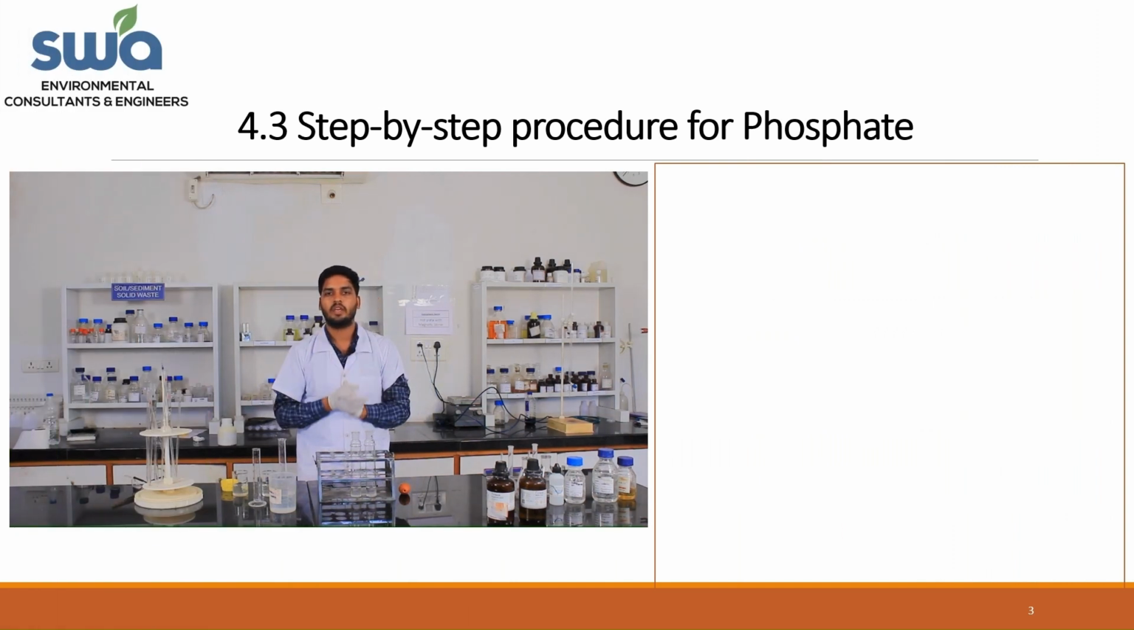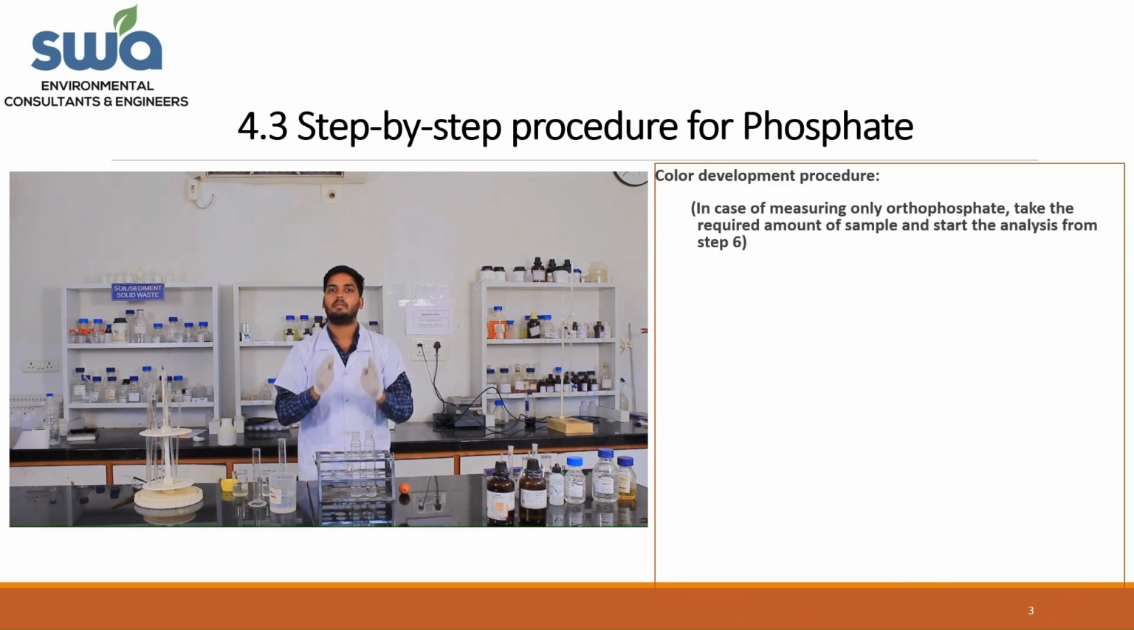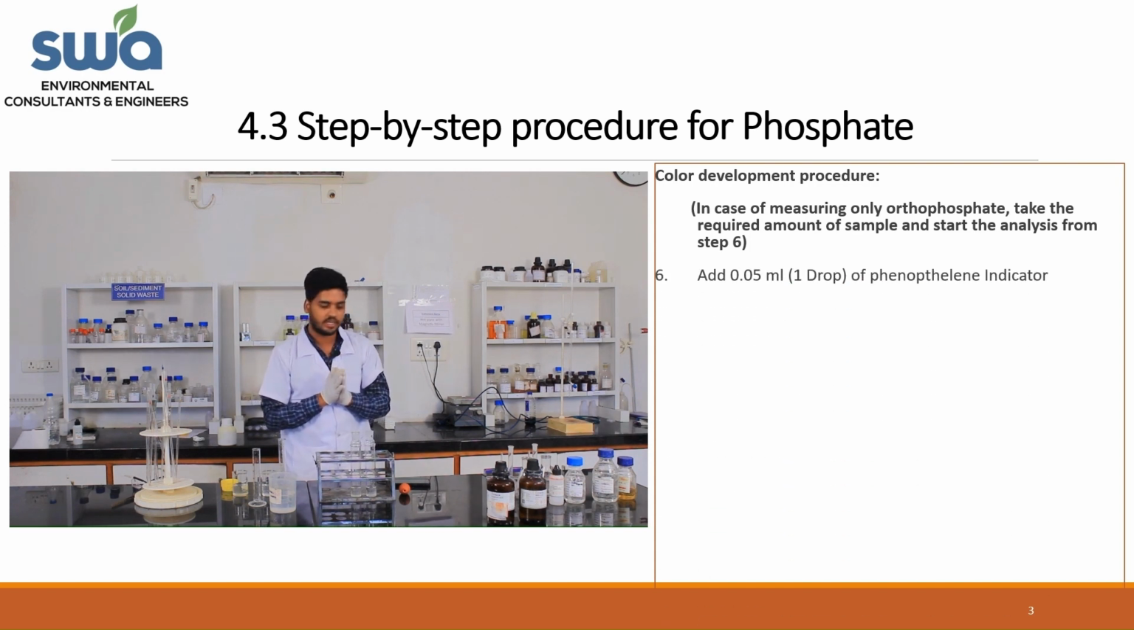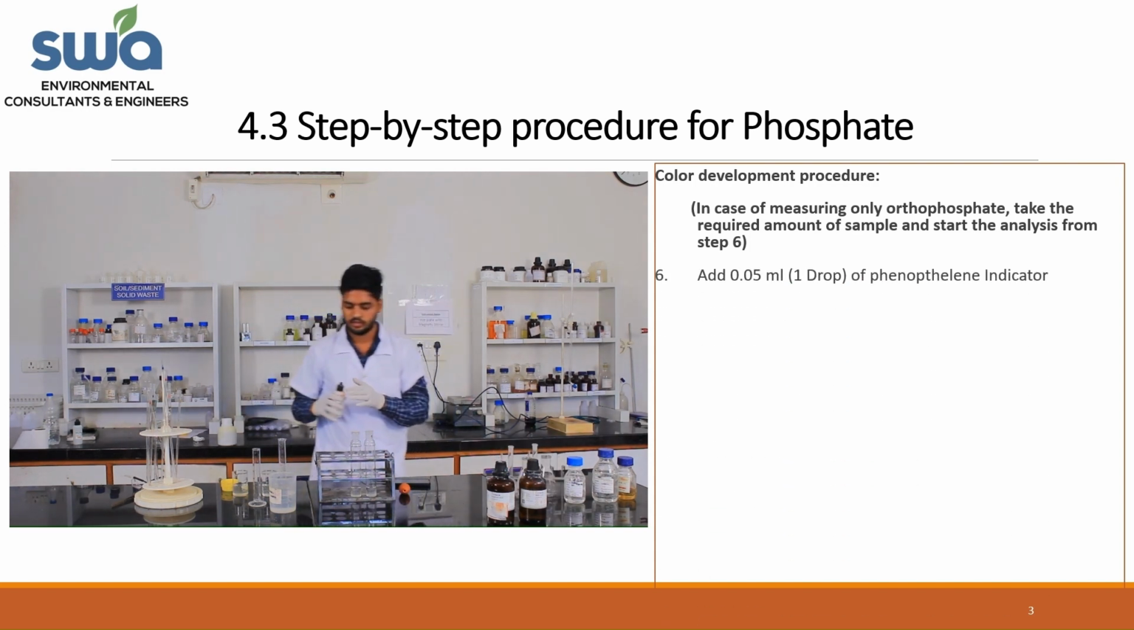I want to make a point here. In case you are measuring only orthophosphate present in the water sample, start the procedure from step number 6. Take the required amount of sample into the digestion tube and start the analysis from the next step. So in the next step, we will add 1 drop of phenolphthalein indicator into each digestion tube. So we will add 1 drop in this and another in this.